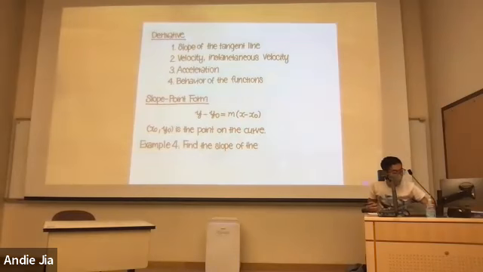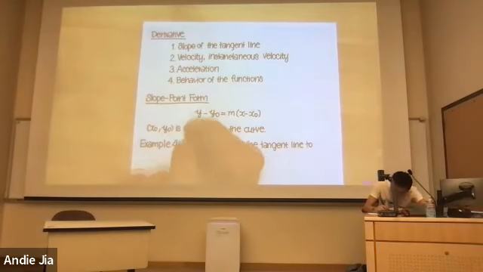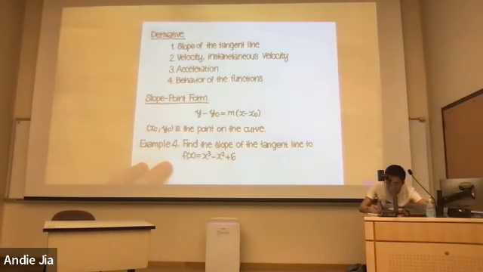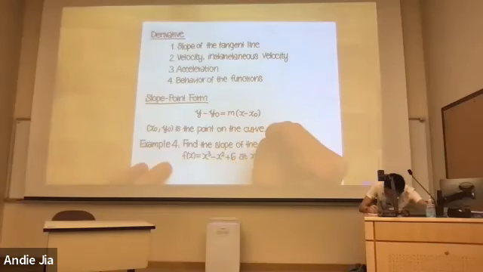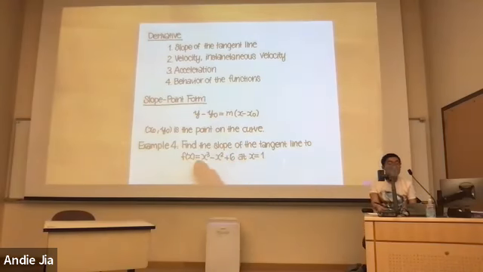At x equal to 1, to the curve f of x equal to x cubed minus x squared plus 6. So let's think: for the slope of a tangent line, you have f of x. The next thing to do is find f prime of x and plug in x equal to 1. For any a, f of a is the y value of the point, and f prime of a is the slope of the tangent line at the point.